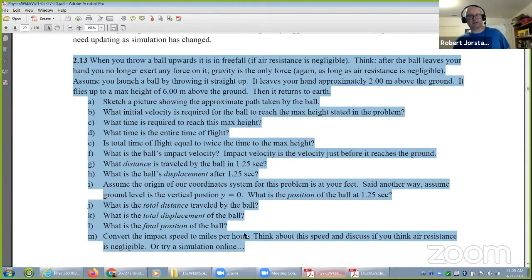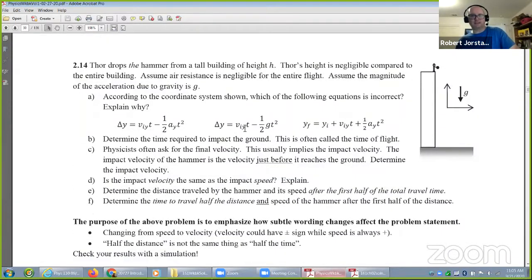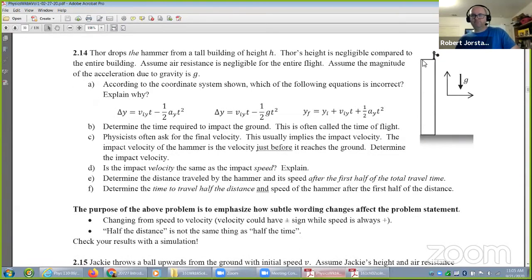So hopefully you had a chance to go through all that. And that's pretty crazy. They're not always going to have parts A through M. That's insane. But yeah. So I thought we'd start off again and just try a problem and see what we remember from last time because it's been a while. And so let's start with question 2.14.